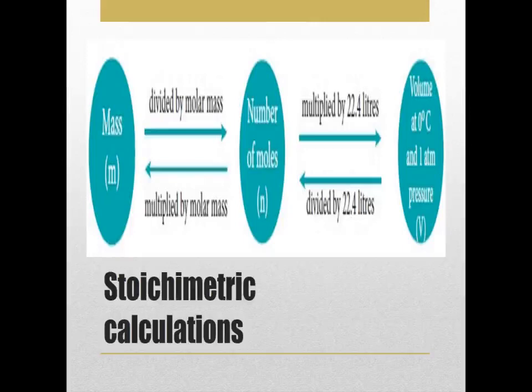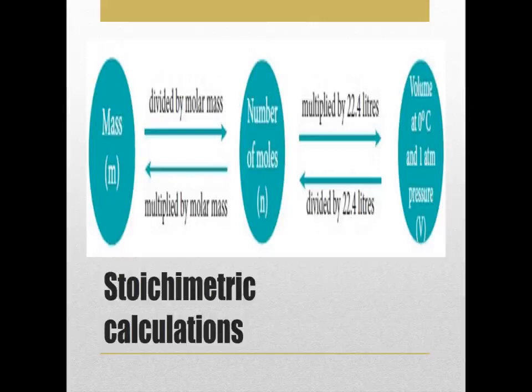See in the picture, if mass m, small m, that is mass, is divided by molar mass, we can get number of moles n. If number of mole n is multiplied by 22.4 liter, then we will get the volume, okay. If volume is divided by 22.4 liter, we will get the number of mole. If number of mole is multiplied by molar mass, then we will get the mass, okay.